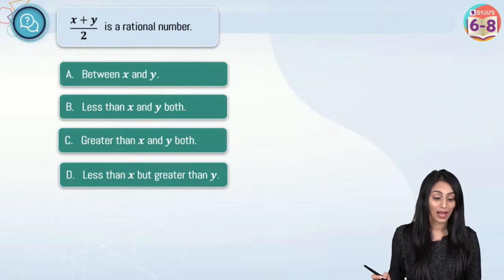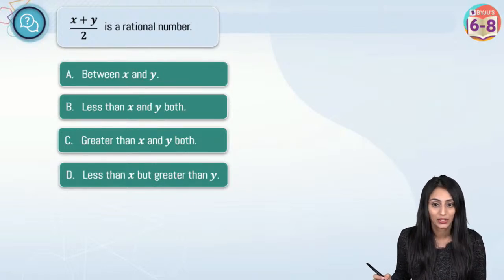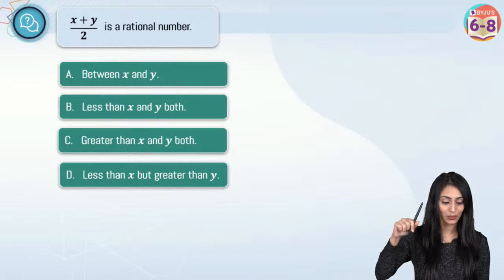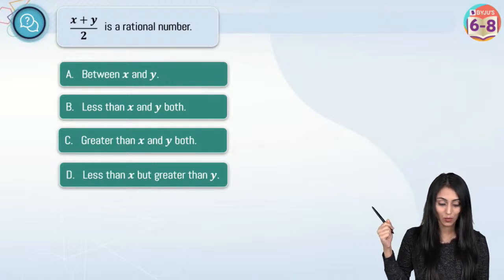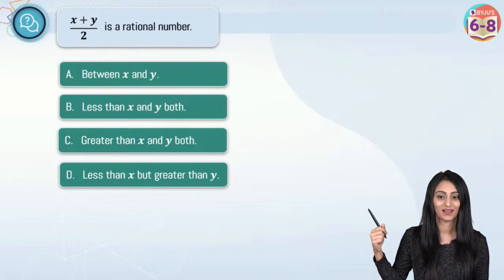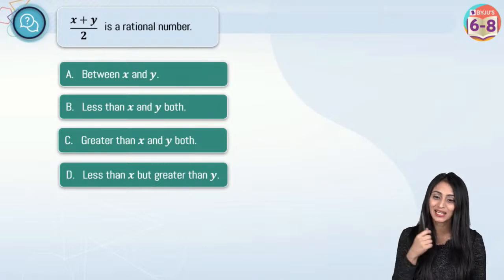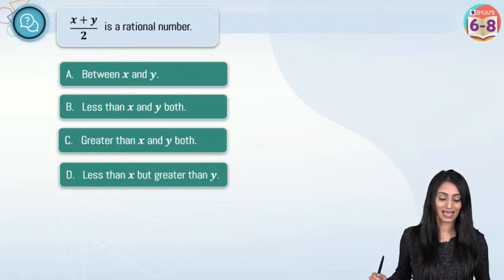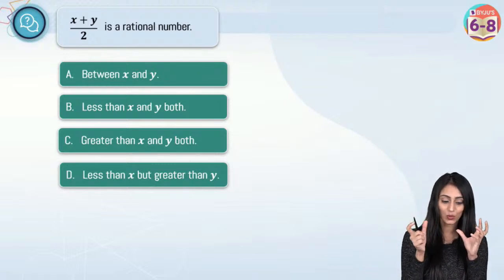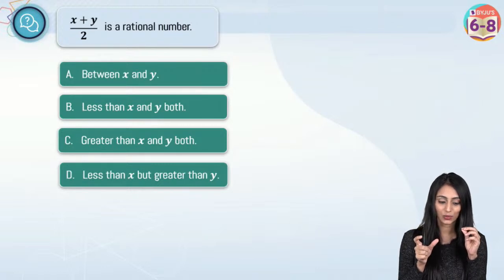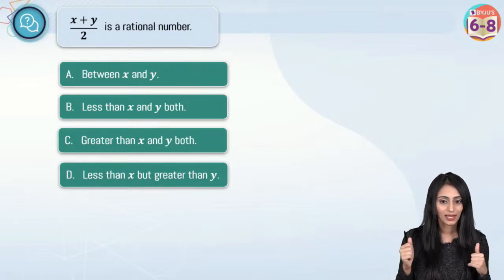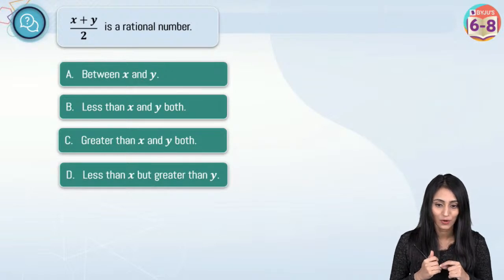So (x plus y) by 2 is a rational number. You can see 4 options over on the screen. Between x and y, less than x and y both, greater than x and y both, less than x but greater than y. Again, a conceptual question. Quickly tell me, what would be the answer in this case? x and y are two rational numbers. If I divide their sum by 2, it's a rational number. It will lie where? 4 options you can see.